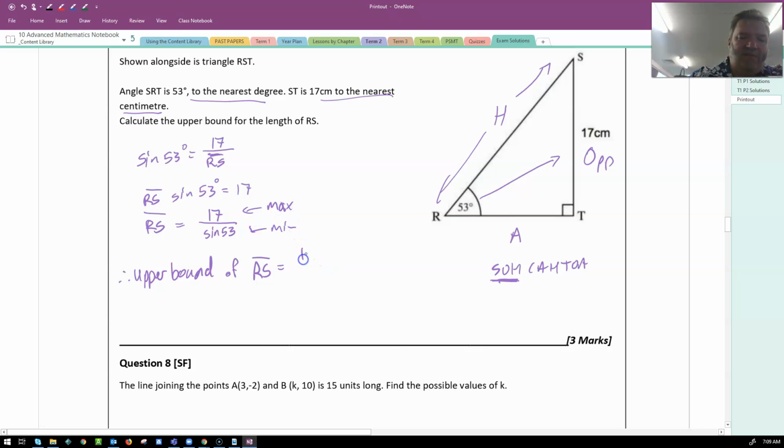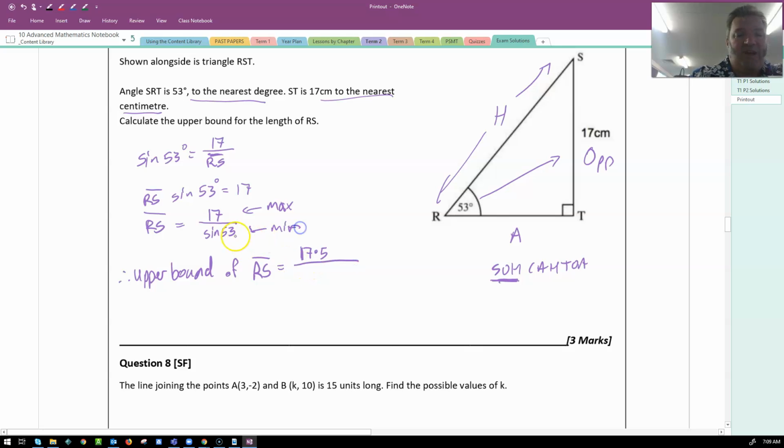So the maximum that could have been was up to 17.5. Now we've talked about this when we're doing our limits of accuracy. Yes, 17.5 would be rounded to 18, but we could say that this is definitely the upper bound. The length of RS is definitely going to be less than whatever this number is. It could only just be the tiniest little fraction less than, but we know this is the upper limit to what it could be. So 17.5.